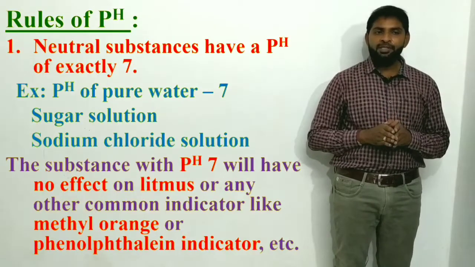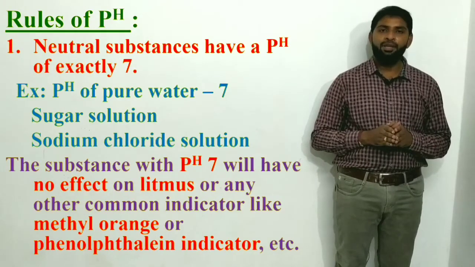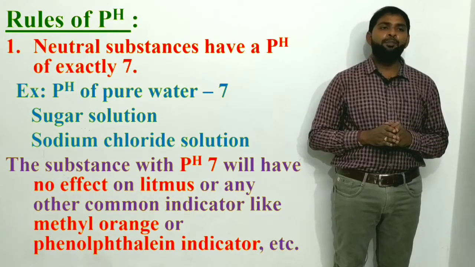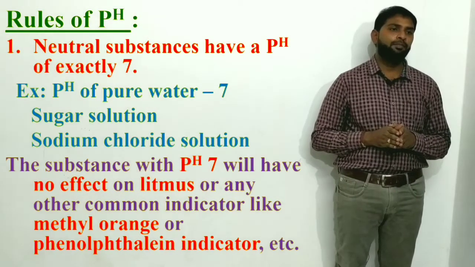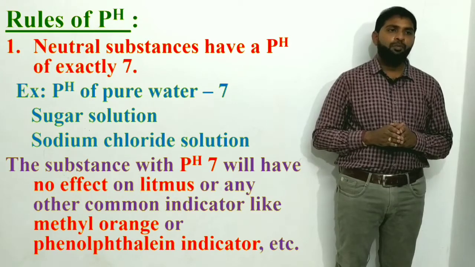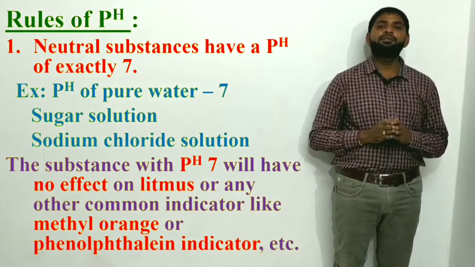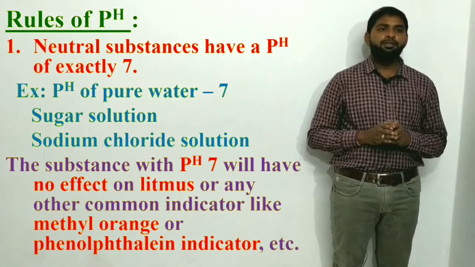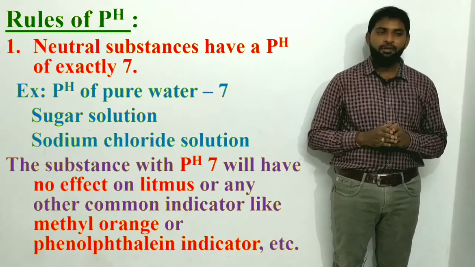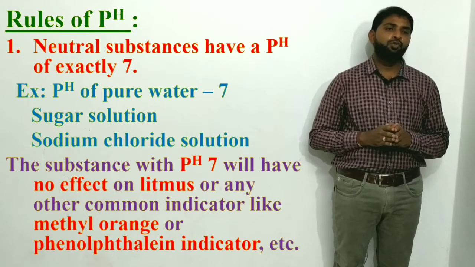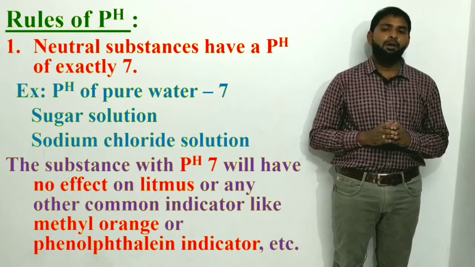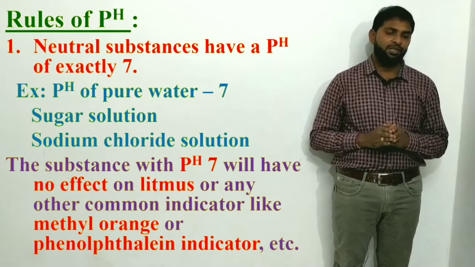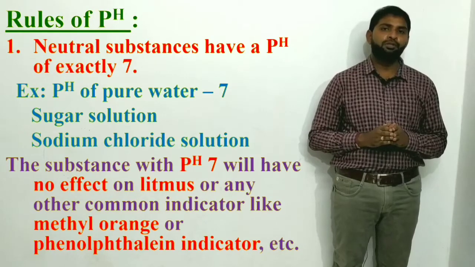Coming to the rules of pH. Neutral substances have pH of exactly 7. For example, pH of pure water is 7. At the same time, sugar solution and sodium chloride solutions also have the pH value 7. That means they are neutral substances or neutral solutions.